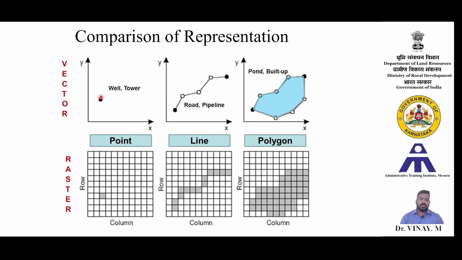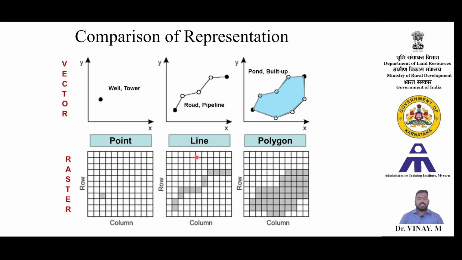But if we want to represent the same well or tower in the raster data, then the particular grid cell is encoded with the particular value, and the remaining cells are not encoded with values. So you have to form the image, and wherever the data are available we have to code it.